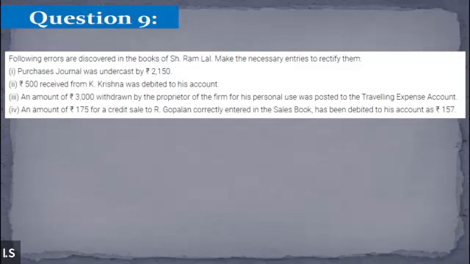Yes, sir. Sir, I was not talking about the rectification. I was saying, when the proprietor is drawing, is the bank account credited, or will it be something else like capital? Which account will be credited? That is what you are asking. Yes. So bank account will be credited. Okay, that's all. Thank you.